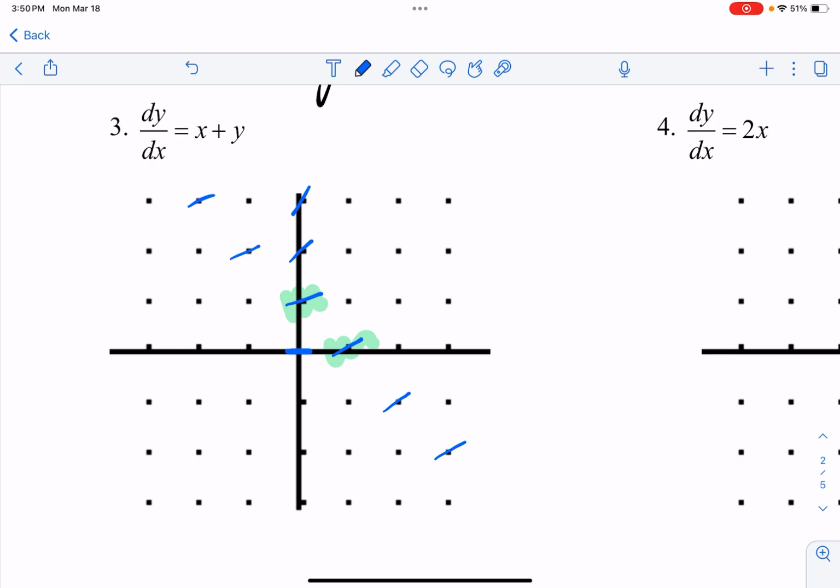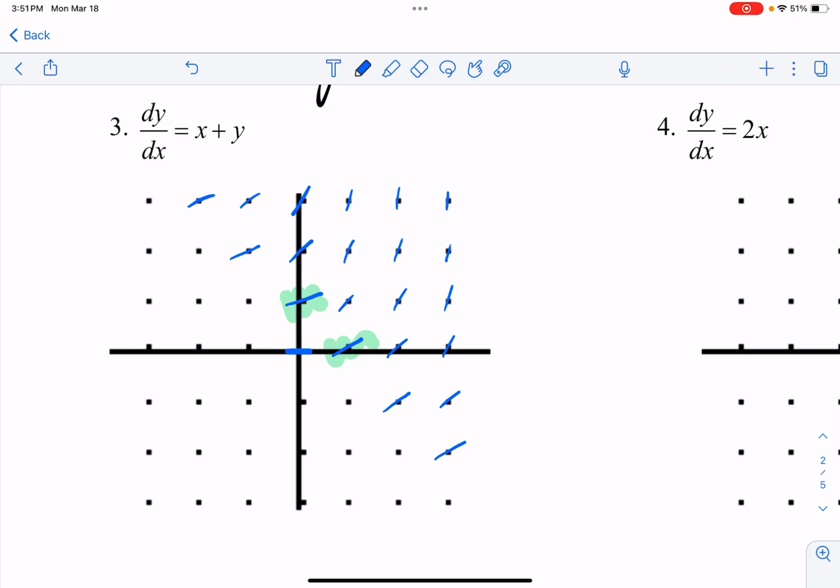And then they get slightly more positive on this diagonal, slightly more positive, and then slightly more positive on this diagonal, and then slightly more, and you get the idea, until we're most positive at 3, 3.